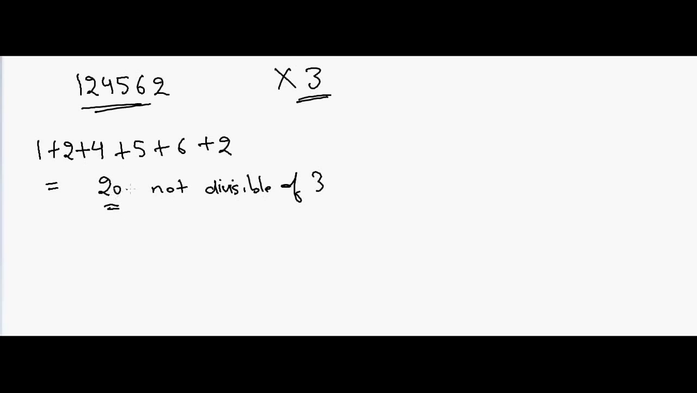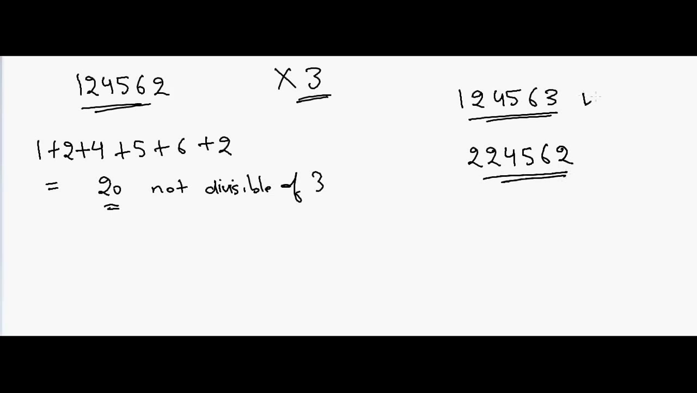What would have happened is that instead of 2, if you make it 3, so 1 2 4 5 6, and we write 3 in the end, then in that case this sum will become 21. So that number should be divisible by 3. Or we can increase any other number. We can say 2 2 4 5 6 2. That should also be divisible by 3. Or we can say 2 and increase 1 in each of these 3 and say 3 5 6 6 2. So this should also be divisible by 3.